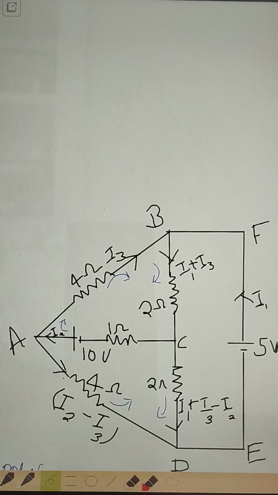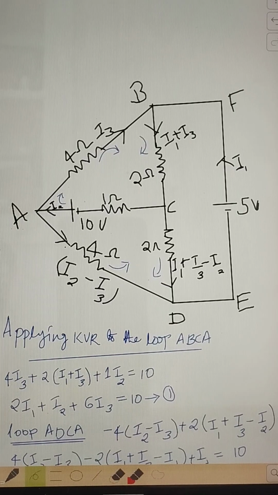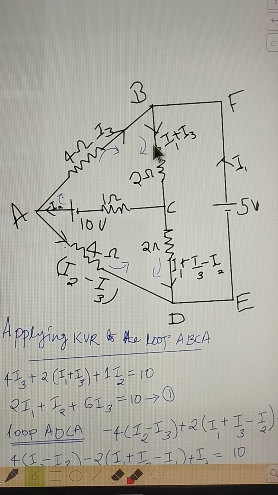So we can make an equation. That's why this first equation is made: 4I3 plus 2 into I1 plus I3 plus 1 into I2 is equal to the EMF, which is 10 volt. Then we can simplify. For example, here 2I3 plus 4I3 will be 6I3. Like that we have simplified. That is 2I1 plus 6I3 plus I2 is equal to 10, equation number 1.